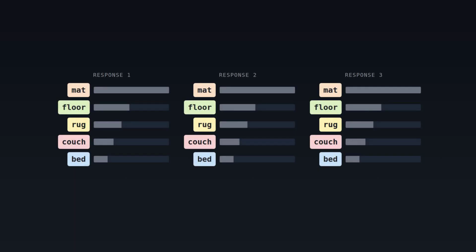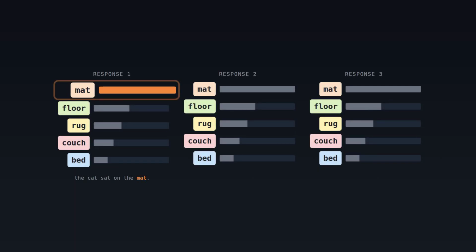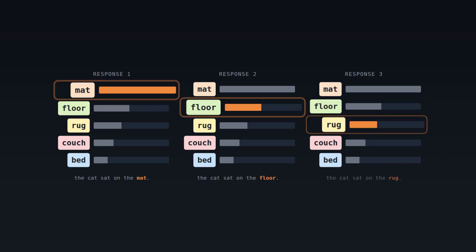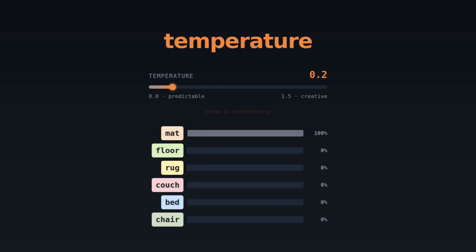The model picks one. Not always the top, it often samples from the distribution rather than just taking the most likely. That's why the same prompt can give you different responses. That randomness has a name, temperature. Low temperature, it almost always picks its single best guess, useful for code and consistency. High temperature, it spreads its guesses across more candidates, better for creative writing, where variety matters more than reliability.